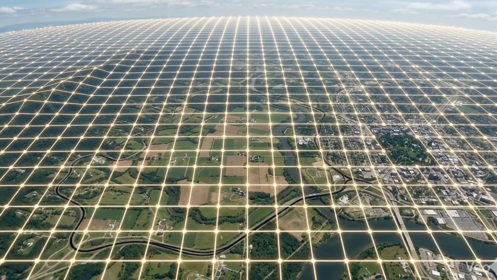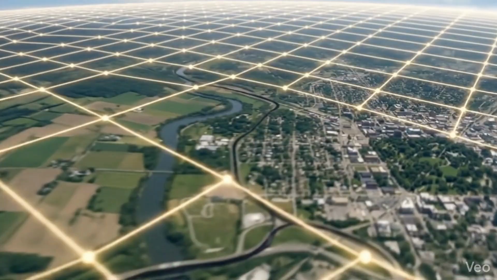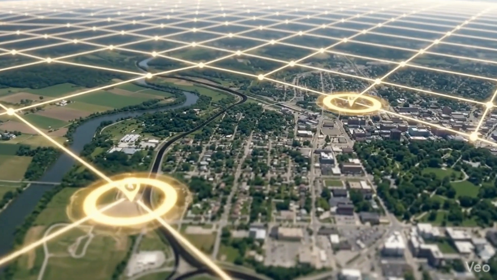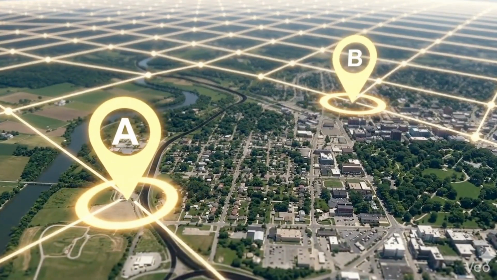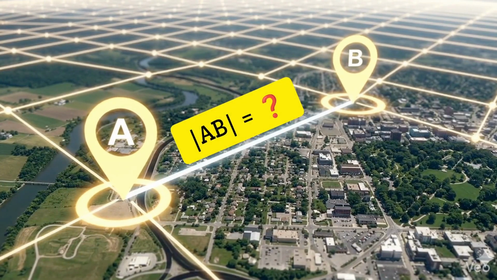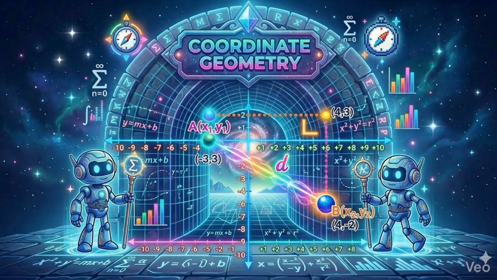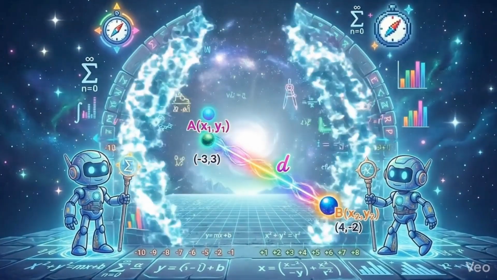Imagine every point on this grid as a real location on a map. Each point has an address given by its coordinates. Now suppose we want to travel from point A to point B. How far apart are these 2 points? Instead of measuring with a ruler, mathematics gives us a precise way to calculate this distance using coordinates.